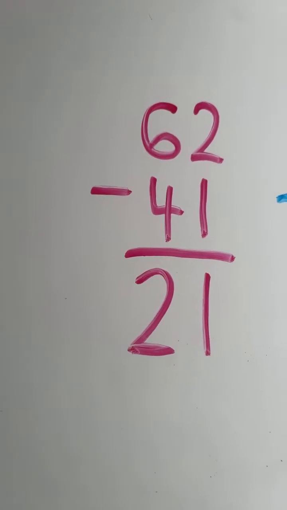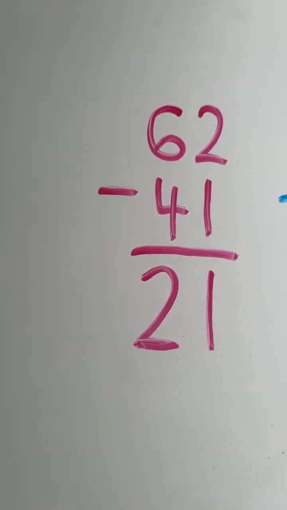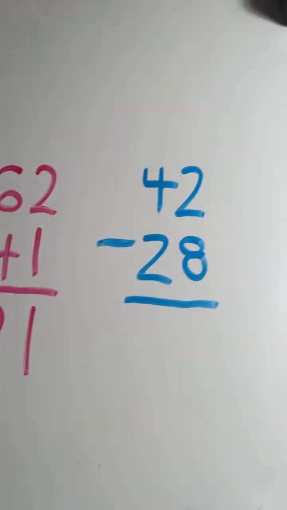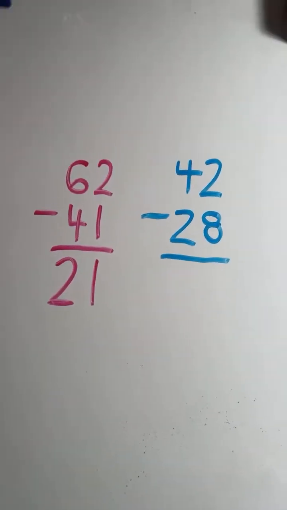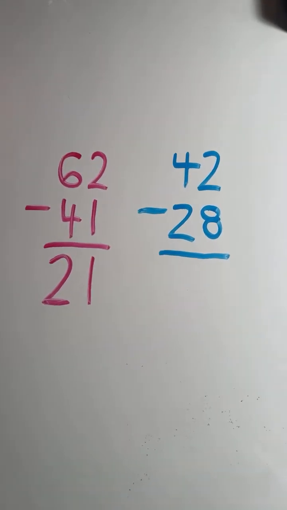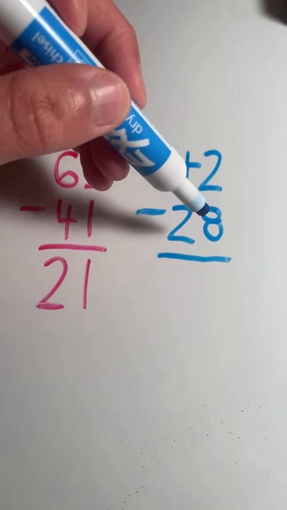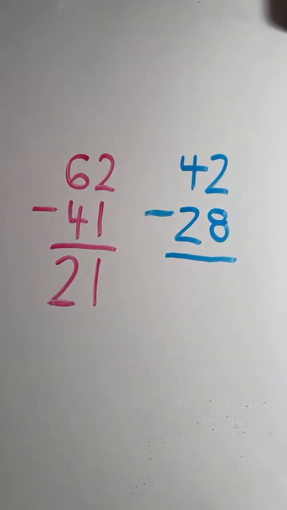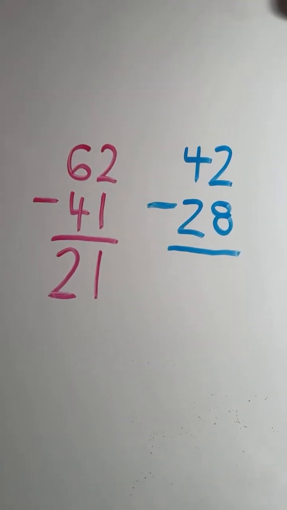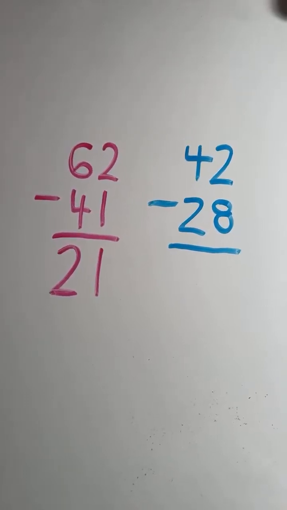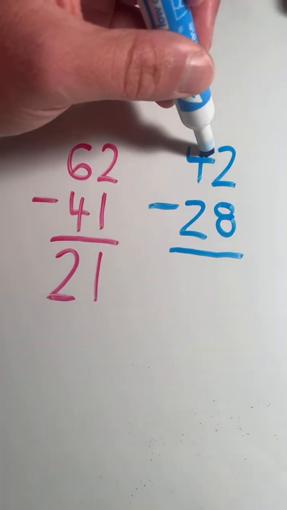Now I'm going to model an example where we need to regroup. So for this problem, so you can see the difference, we have a bottom digit that is bigger than the top digit. In the ones place, 8's bigger than 2. You cannot start out with 2 and take away 8. So here we do need to regroup, and we regroup by taking a 10 from the tens place and adding a 10 to the ones place.